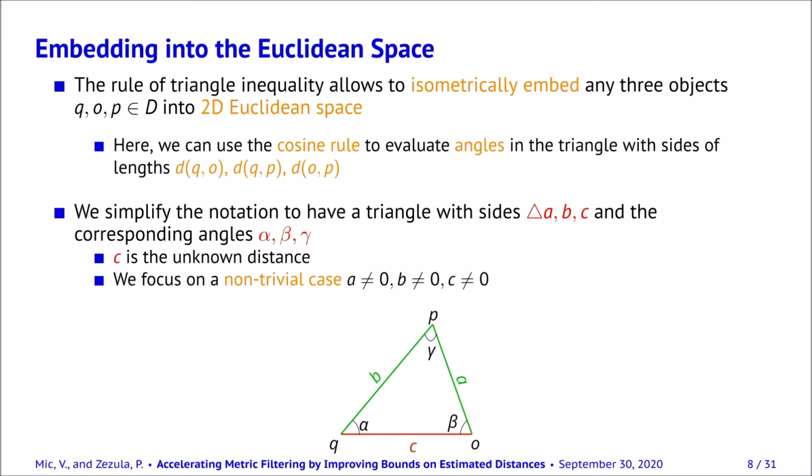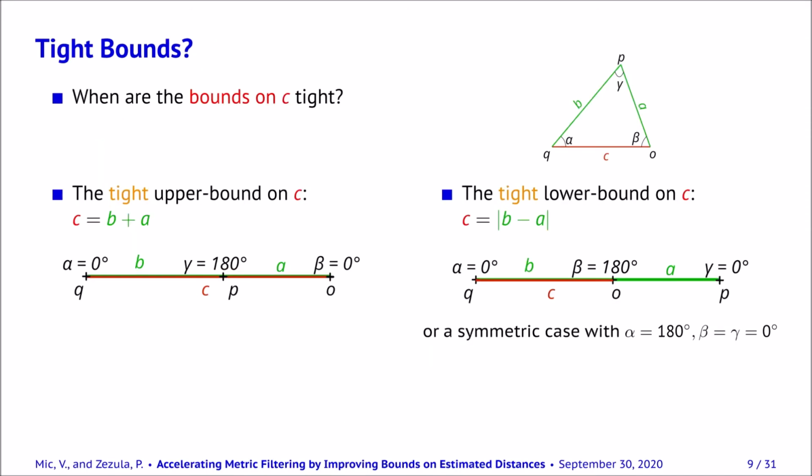Further, we simplify the notation to have a triangle with sides a, b, c, where c is the only unknown distance. We denote alpha, beta, gamma the angles that are opposite to the corresponding sides. Let's thus analyze the extreme case when the bounds on c are tight. The upper bound is tight if c equals b plus a. It means that gamma is the straight angle, alpha is 0 and beta is 0.